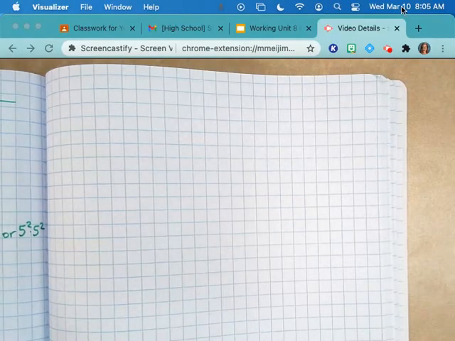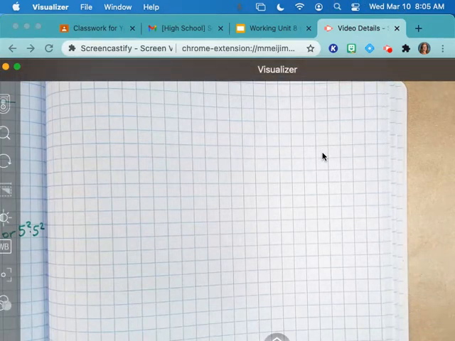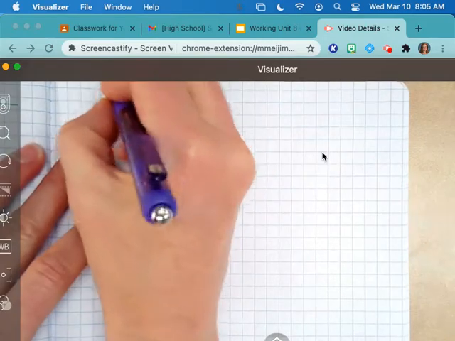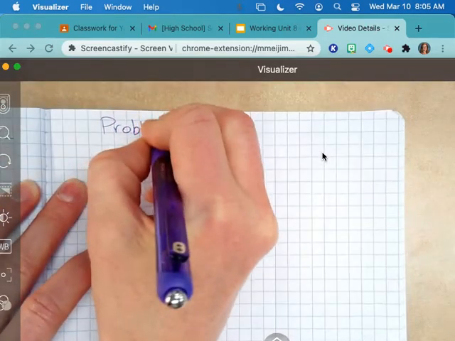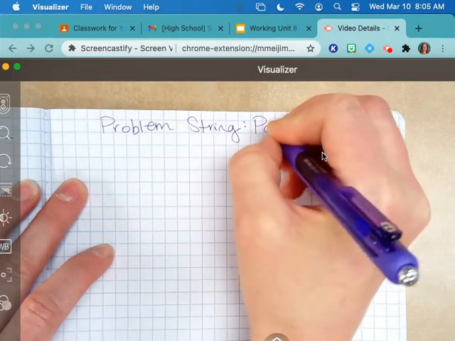Let's start a problem string. These problems are going to be based on the video we watched about bunnies and viruses. I'm going to give you a problem, and I'm going to ask you to predict how the function and graph would change if the scenario changed as described in the new problem. So I'm going to write on here problem string. It's called parameters.